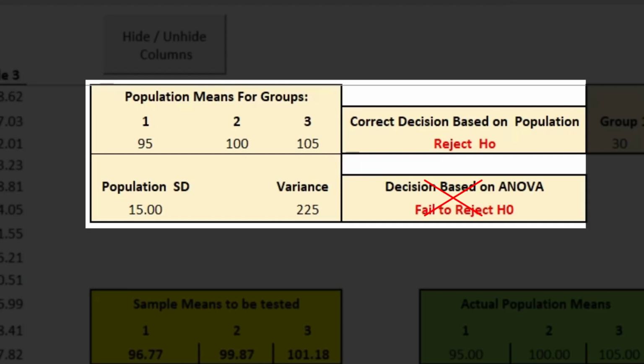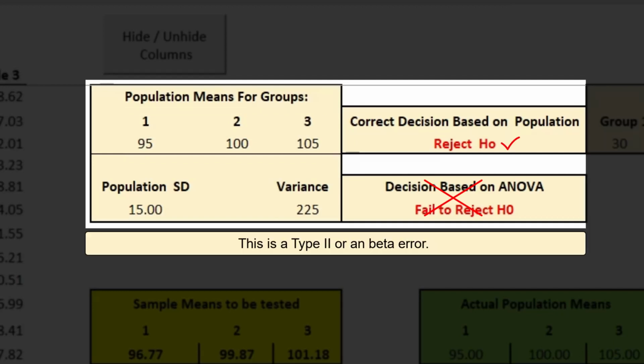Failing to reject the null hypothesis is making the statement that it is most likely that all the population means are the same. Remember, in this simulation we expressly set them to be different from each other, with values of 95, 100, and 105. So if we fail to reject the null hypothesis, this would be an error.